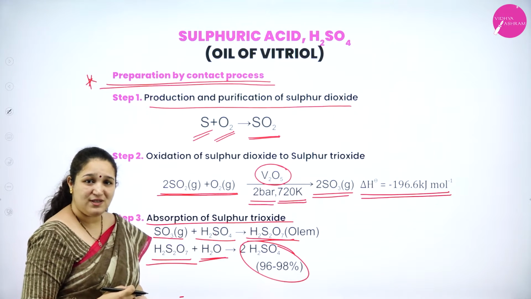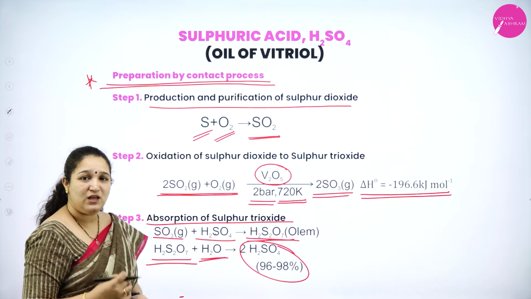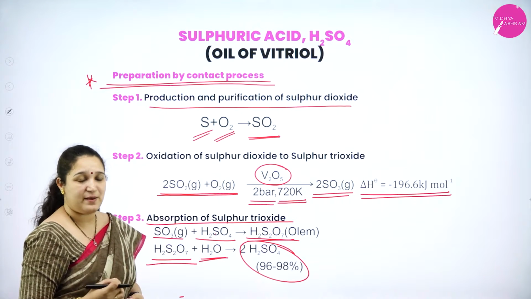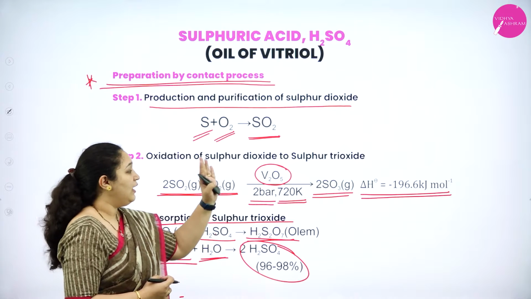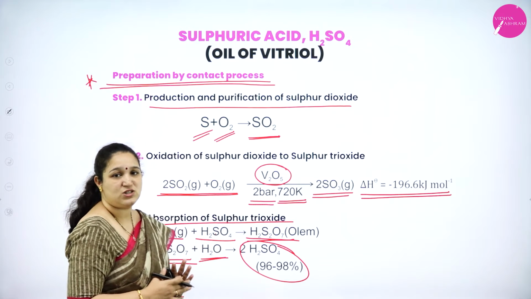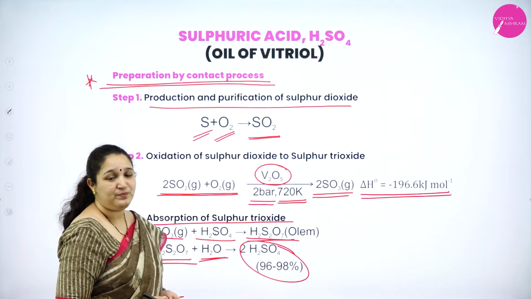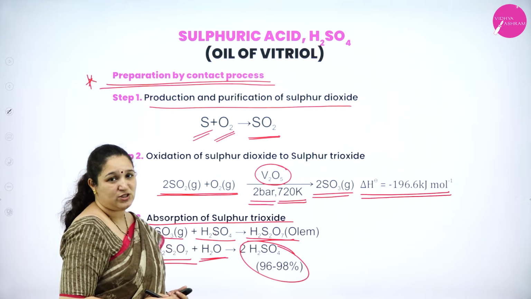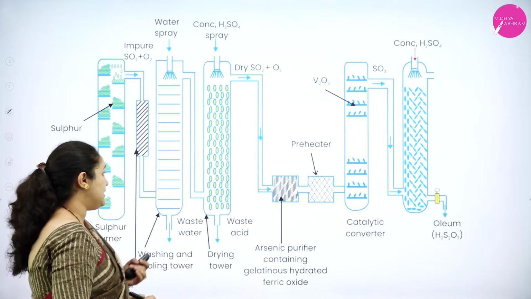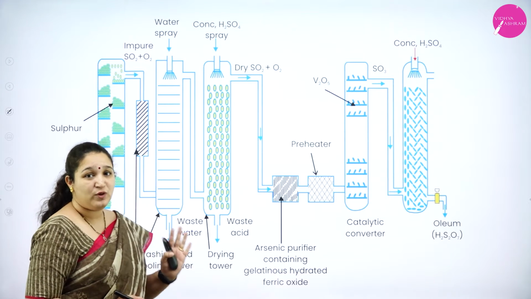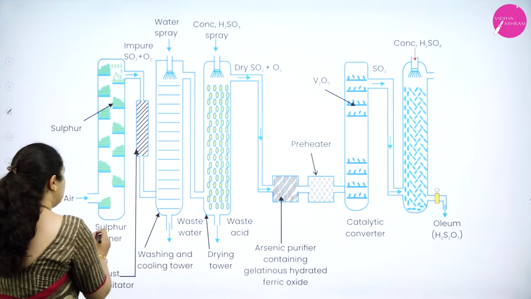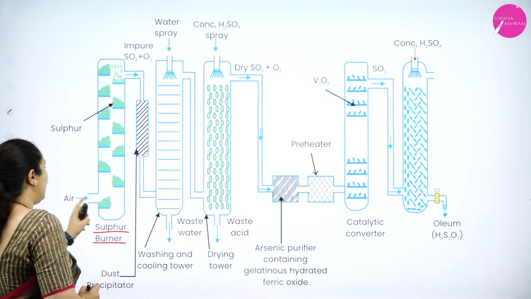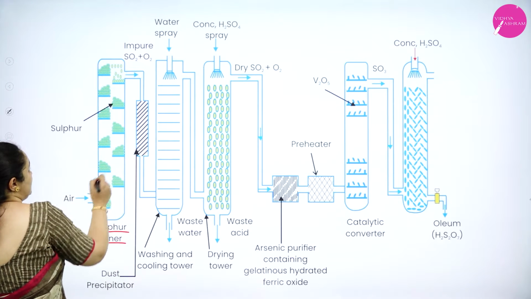So if the question is asked as write the equations or write the 3 steps, then you have to write these 3 steps along with the equation, along with all the catalyst conditions, everything. So it's a very important question. So I shall just explain once again along with the purification process. So first we have the sulfur burner. In this air is passed and sulfur is placed.